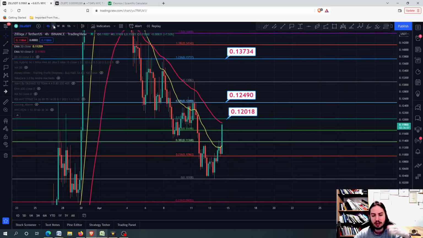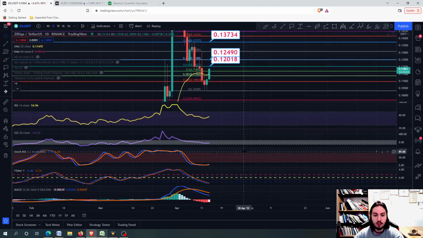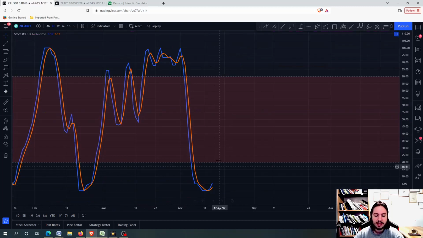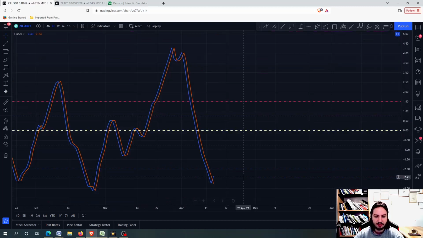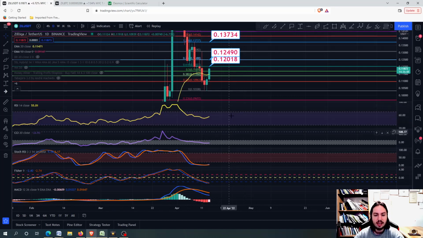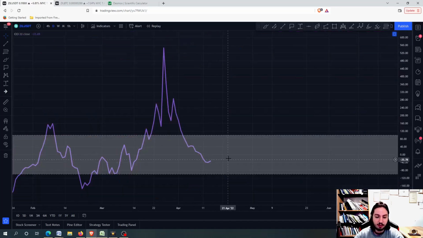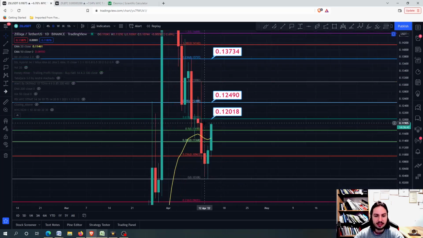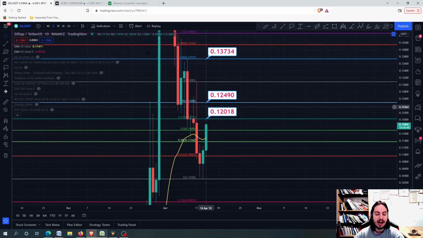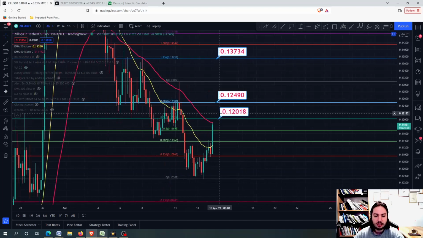So on the 4-hour frame, this is it. On the daily frame, we have more room to grow. We have the stochastic saying oversold. We have the Fisher transform oversold as well. The RSI is not, however, we can see some growth. Even the commodity channel index is not. We can see potentially some growth, but I would prefer that you stick to the plan.